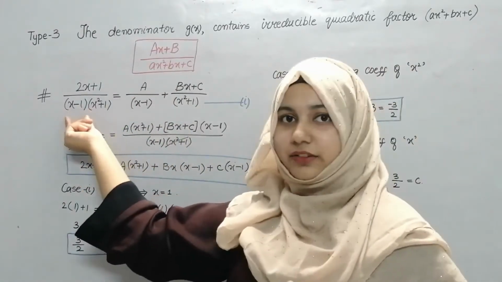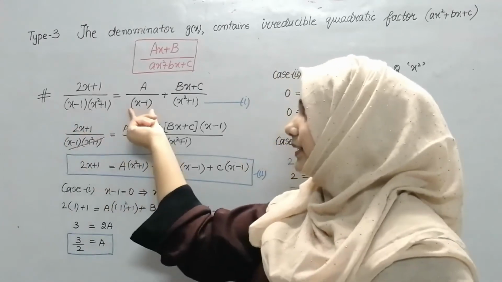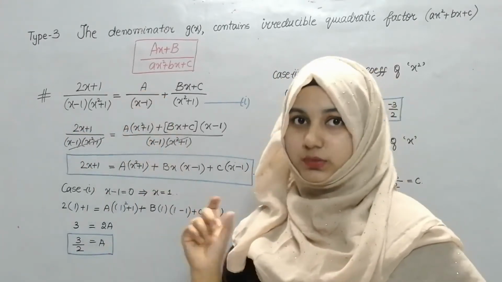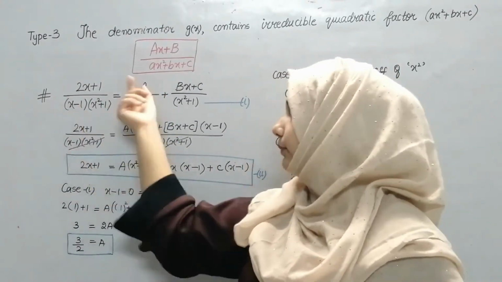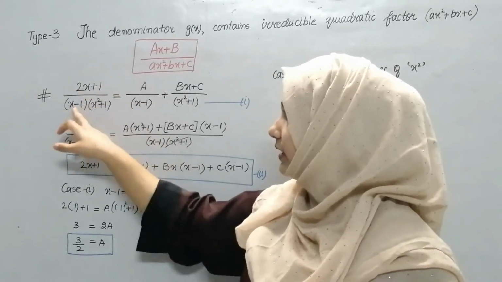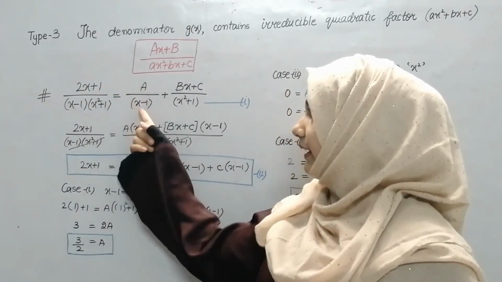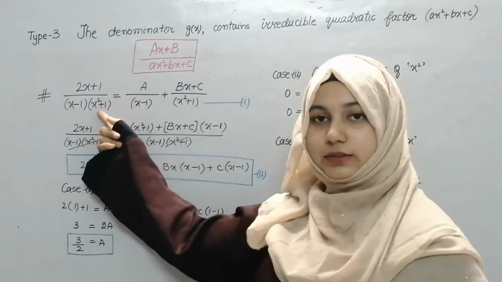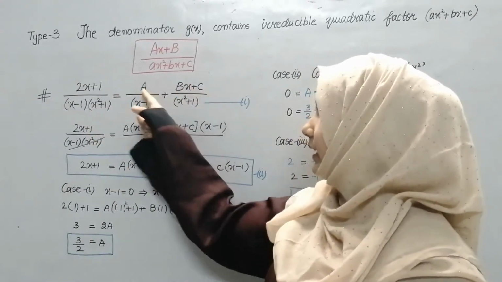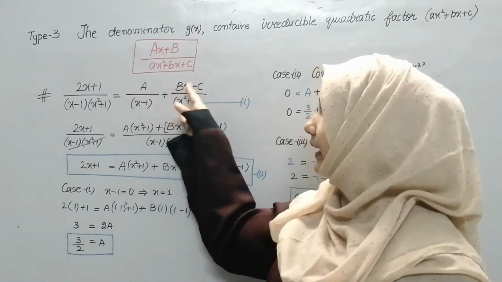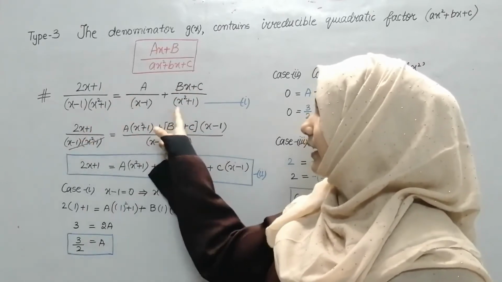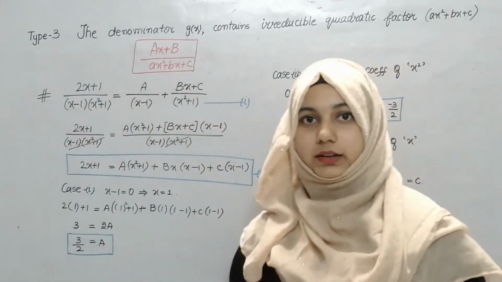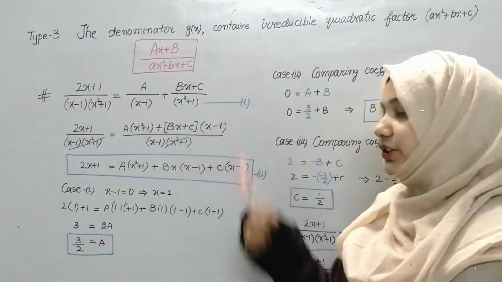For x minus 1, it is a linear factor. It's not repeating. So in type 1, what did we do? A by x minus 1, a constant by this factor. So splitting this, for this factor, this will be A by x minus 1. For this factor, it is quadratic. That's why Bx plus C. After A, I'll be having B. So Bx plus C by the factor x square plus 1. Done. Now let this be my equation 1.